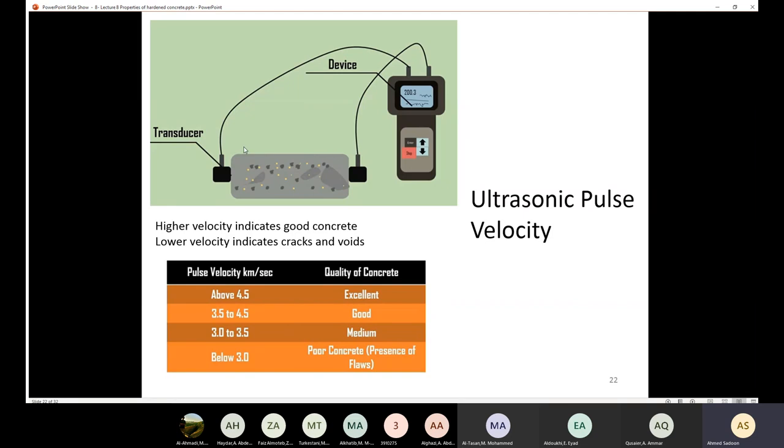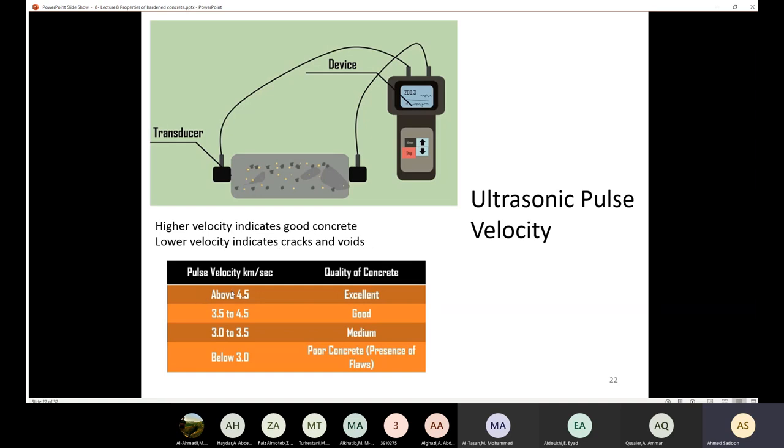For example, if you have a concrete element, I have the first end and the other end. The first end, the transducer, is going to release the wave, and this one is going to receive it. Higher velocity indicates good concrete, lower velocity indicates cracks and voids. So here it depends on the velocity.